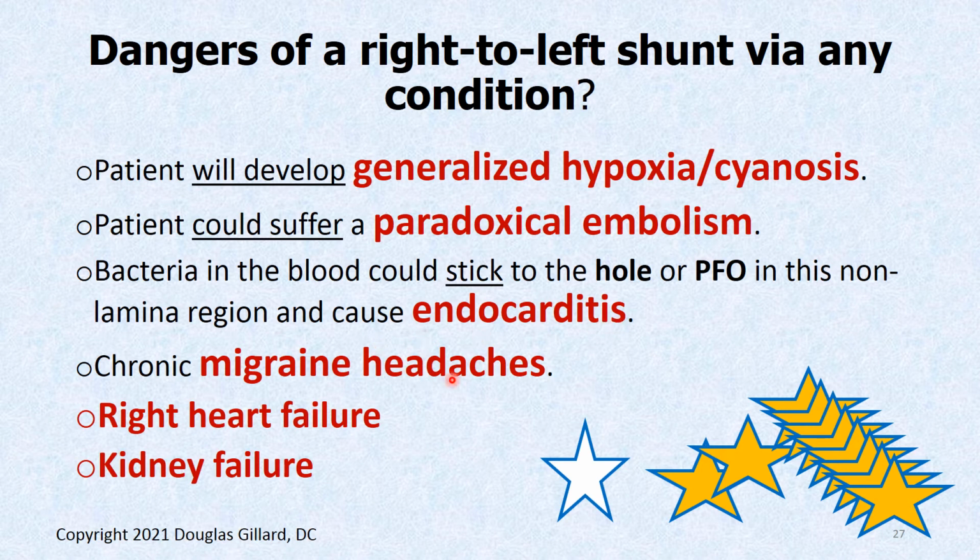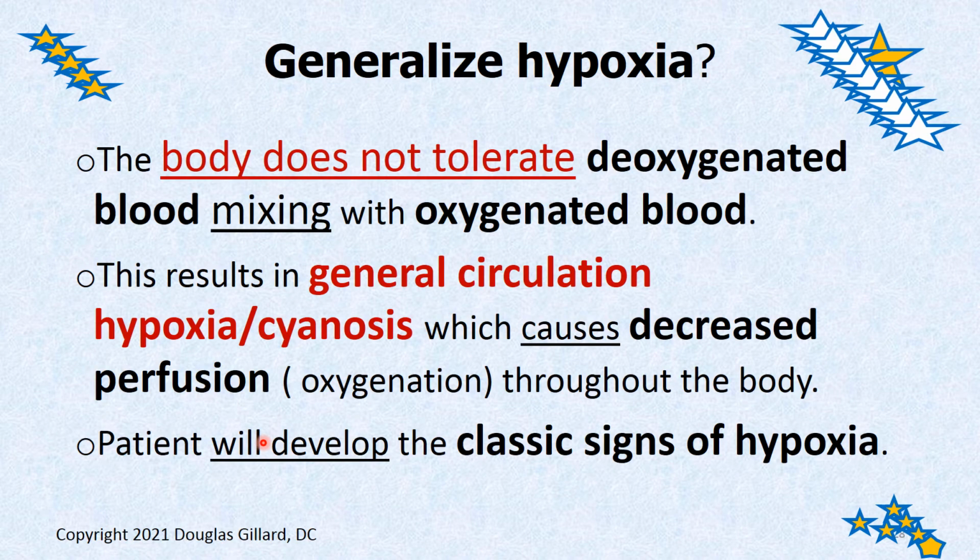Chronic migraines are associated with these. Right heart failure, kidney failure due to decreased perfusion. Okay. And remember, the right heart failure is really from the beaver dam that's causing that. General hypoxia, yeah, the body, we said already, doesn't tolerate deoxygenated blood being mixed with oxygenated blood, and that causes a general decrease of oxygen and a general decreased perfusion of the body.